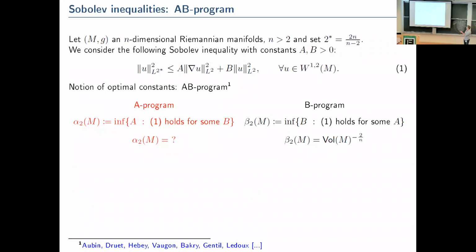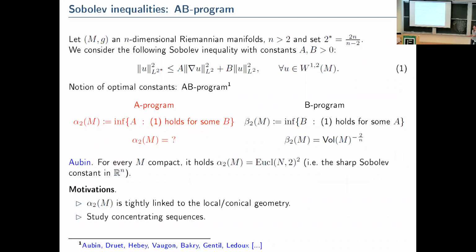So my Sobolev inequality is of this kind. I have two constants, A and B. I take the conjugate exponent, and I require that this inequality holds on my manifold. If this holds, I say that these Sobolev inequality constants A and B hold true. The notion of optimal constants here is not really clear because you have two. It's different from the Euclidean setting. In fact, this program is called the AB program. There is a nice, huge list of people, especially in the French school, working on the topic.